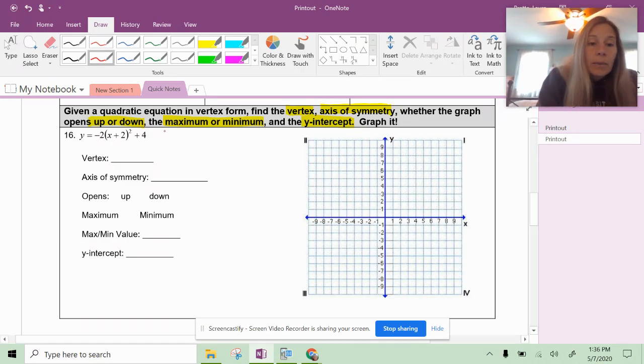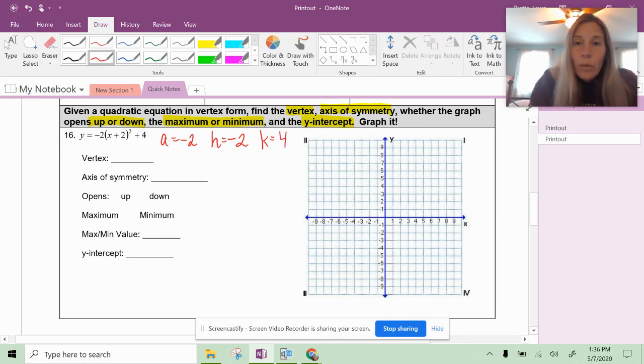Okay, so first thing I'm going to do is identify the A, the H, and the K since it's in vertex form. So the A of this equation here, number 16, is negative 2. The H is also negative 2 because the H, you switch the sign of what you see, and the K, you keep it, so it's positive 4. So that would make our vertex, the H and the K, negative 2 and positive 4. The axis of symmetry, remember, it's not a number, it's an equation, so it will be x equals negative 2.